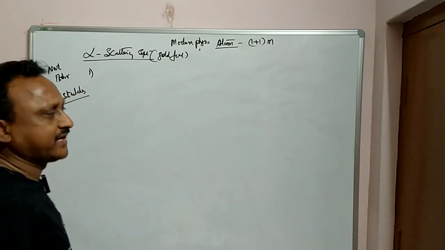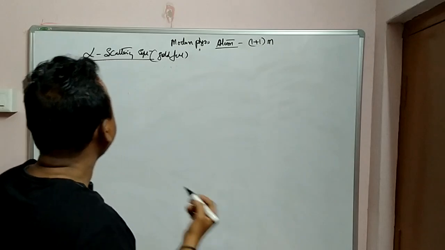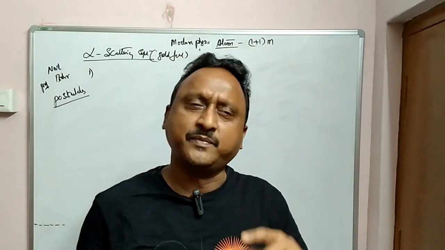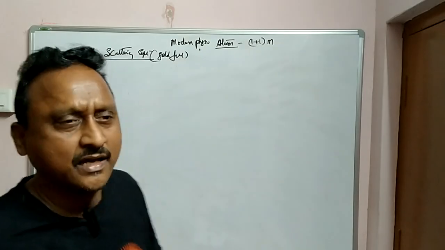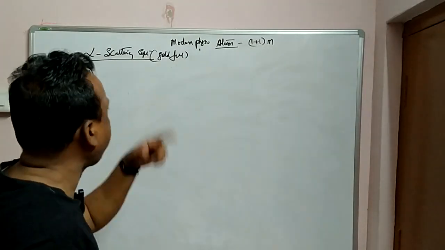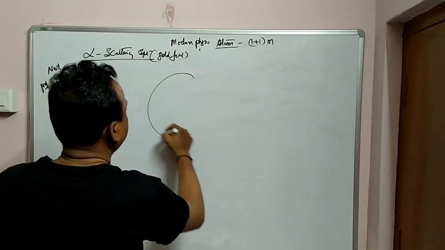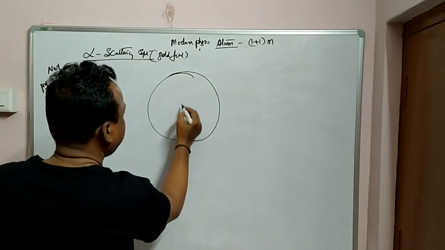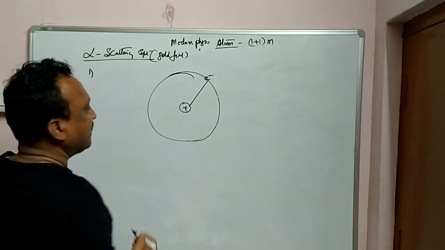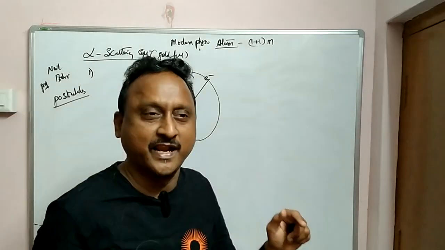Niels Bohr has given very important postulates. An electron, while revolving around the nucleus, may radiate energy, but it won't fall into a spiral path. It is rotating in a particular orbit.